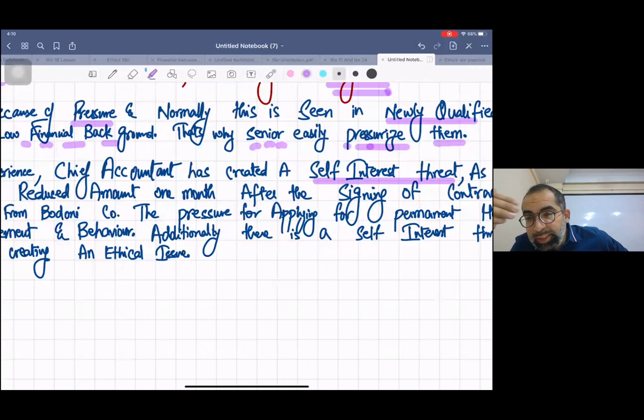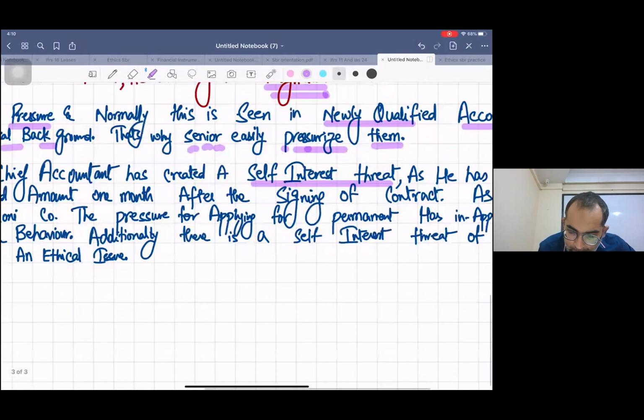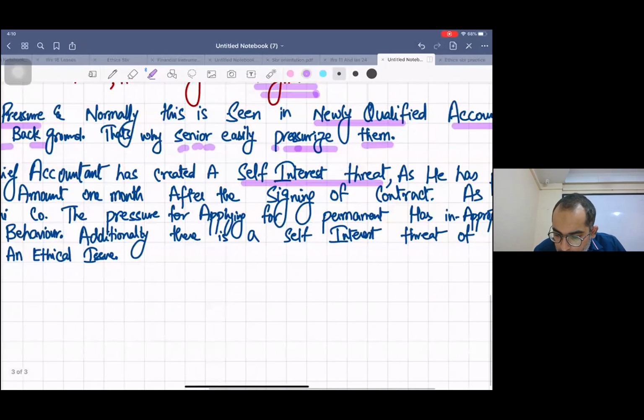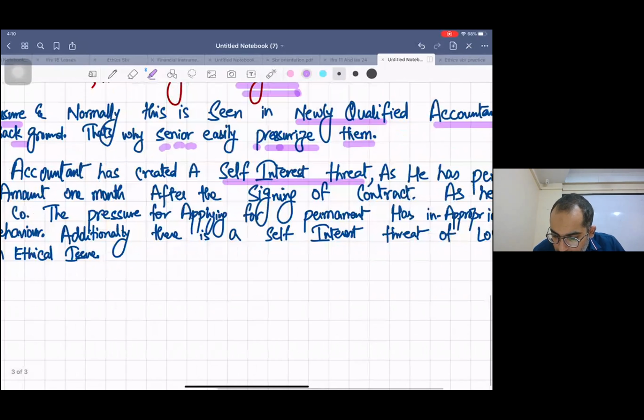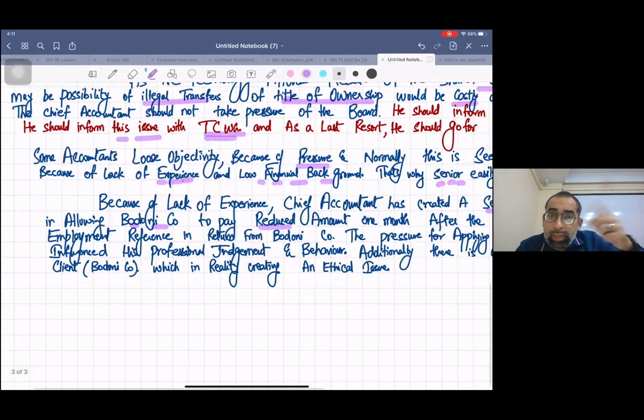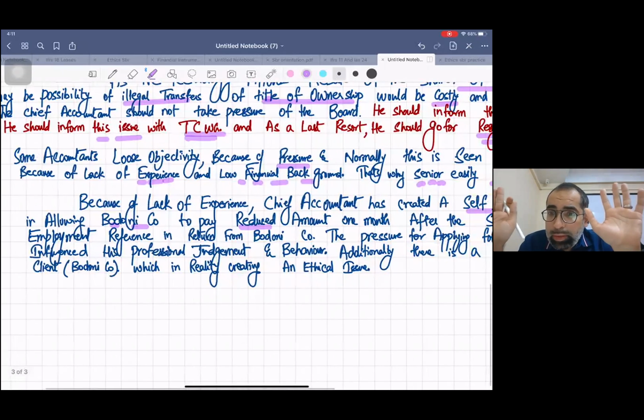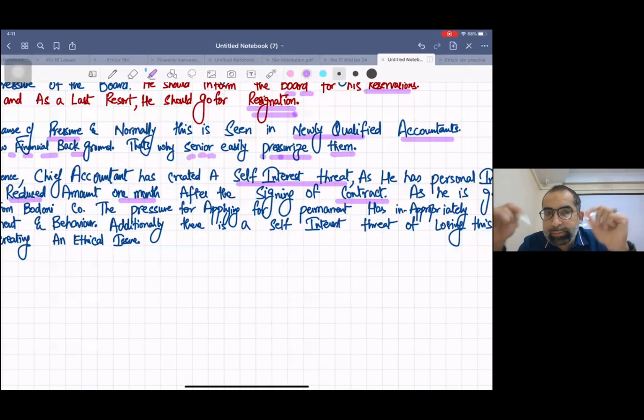What was the chief accountant doing? The chief accountant was delaying the payment for that Badoni company, and in return they were giving that letter, as he has personal interest in allowing Badoni company to pay a reduced amount 1 month after the signing of contract. See, this I again copied from the question, and don't worry about it. Don't feel that you will lose marks because of it. No, the examiner has openly told us to discuss it like that.